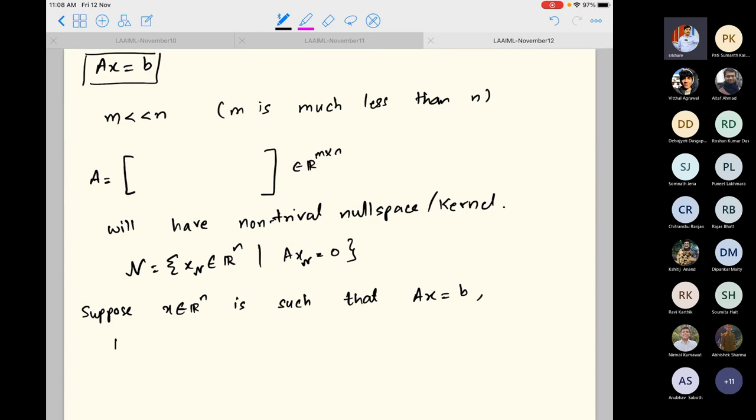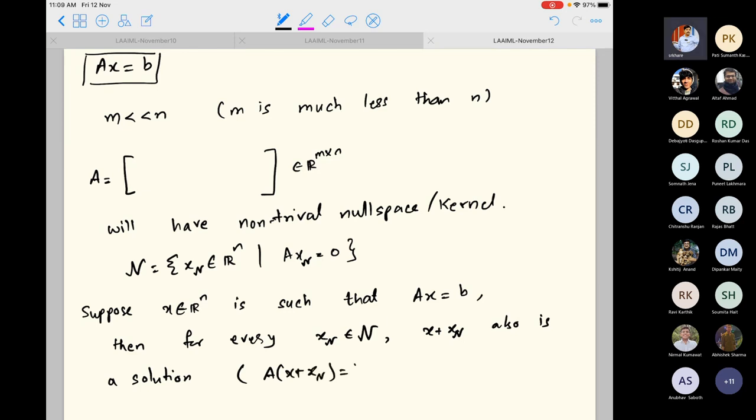Then obviously for every xn in this null space, x plus xn also is a solution. In other words, A into x plus xn will also be equal to b, because A xn is equal to 0. So you add the null space vector to the particular solution. So this x is a particular solution. Then you add all the null space solutions to this particular solution, you will get solutions, right?